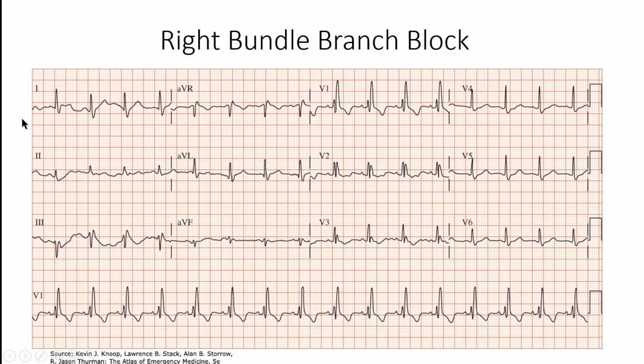Next up is going to be axis. I can see that lead 1 is overall net positive. The voltage is significantly skewed in AVF, so I can look for confirmation here. And because lead 2 is overall net positive, I'm going to say that this is a normal leftward axis.